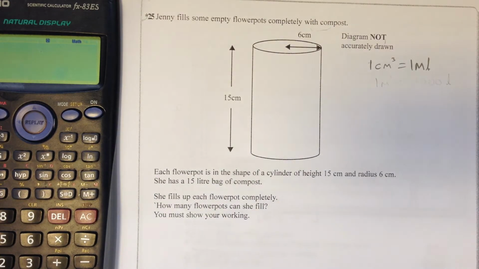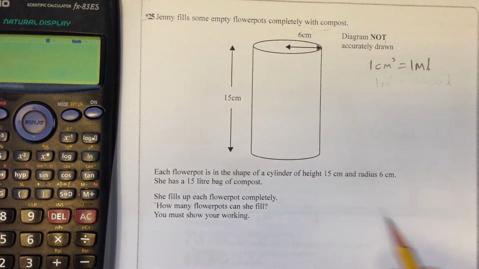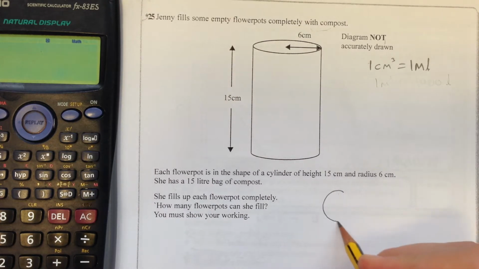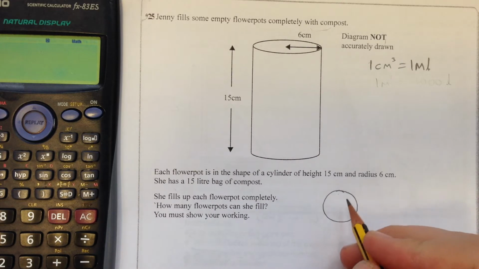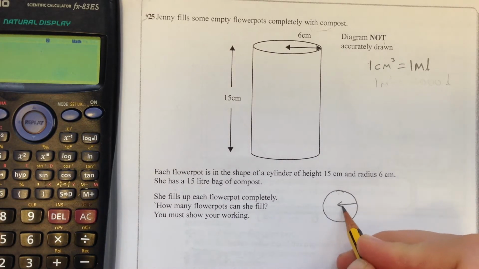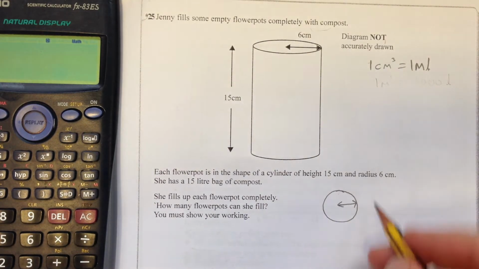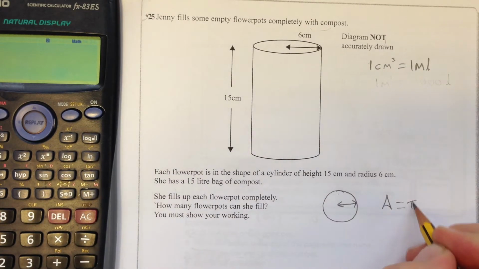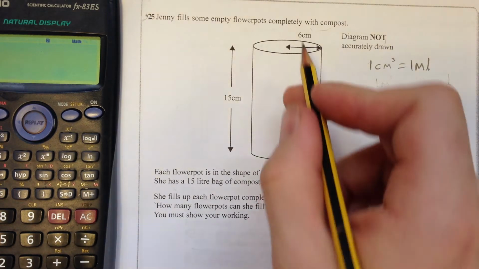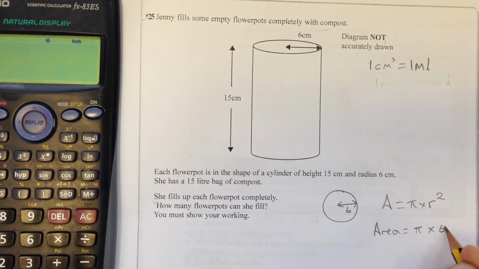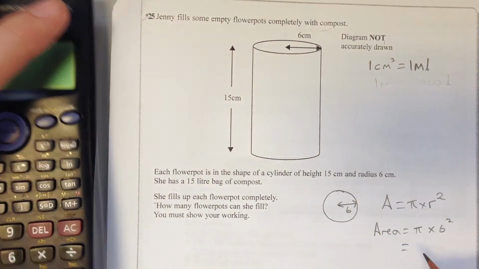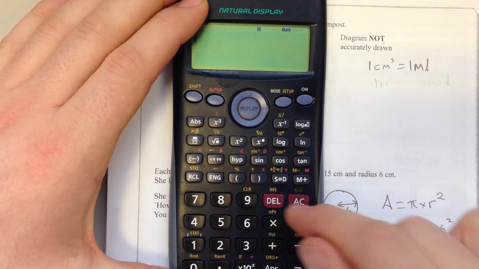So the first thing that's really important that we need to know for this, which you will not be given in your exam, is that we're dealing with circles and you need to know how to find the area of a circle. So what we need is the radius, because the area of a circle is pi multiplied by the radius squared. We're given the radius is 6, so we can find our area by doing pi multiplied by 6 squared. So do that first on the calculator.